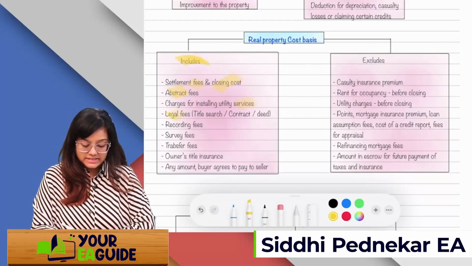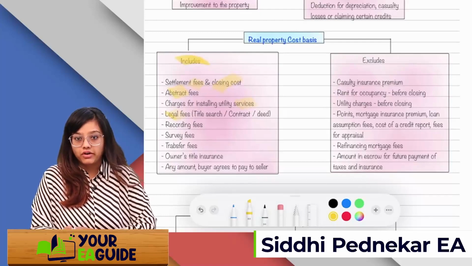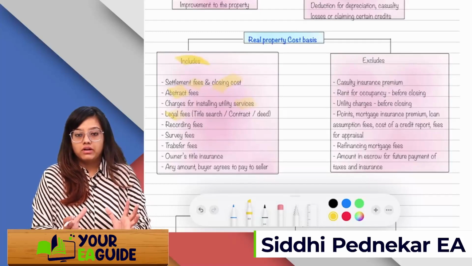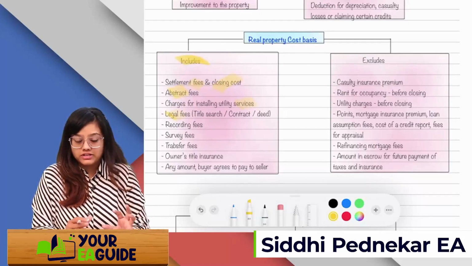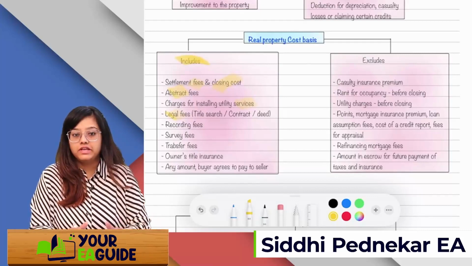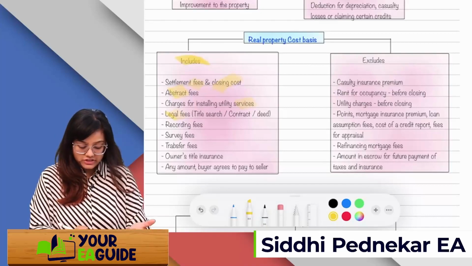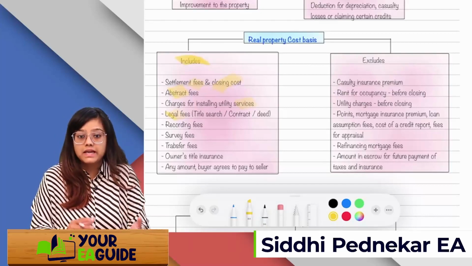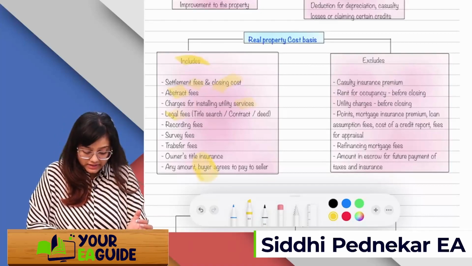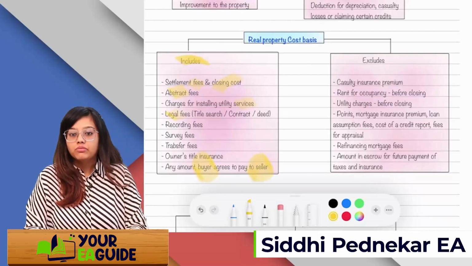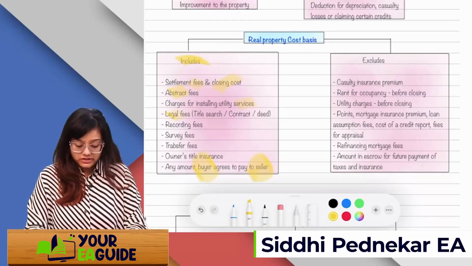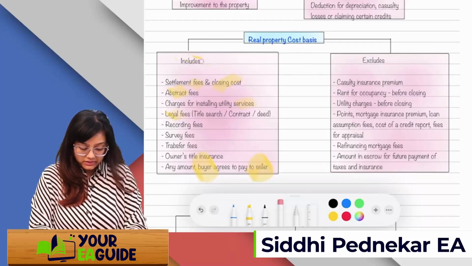Legal fees such as title search, contract, deed, whatever you pay for these things will be included as legal fees in your cost. Recording fees, survey fees, transfer fees, owner's title insurance, any amount the buyer agrees to pay to the seller. Okay, so all these things will be included in our cost.